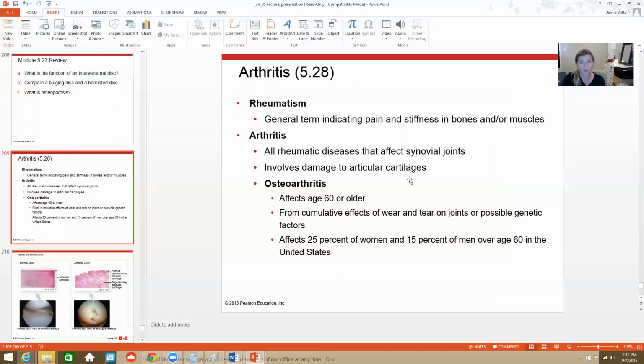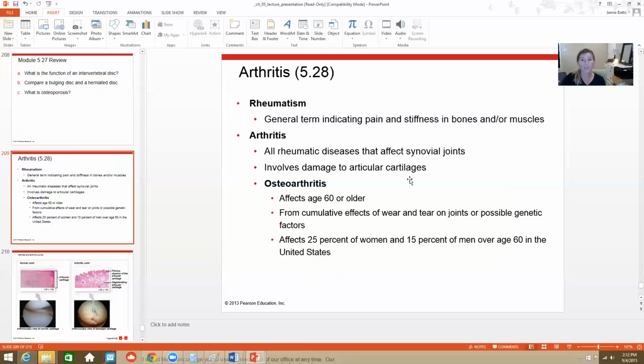Arthritis is a condition that's affecting specifically our joints. There's rheumatism, which is just a general term for stiffness. This is something that affects all of us as we age. As you get older, it gets a little harder to get out of bed. You're a little more stiff in the morning than you used to be.